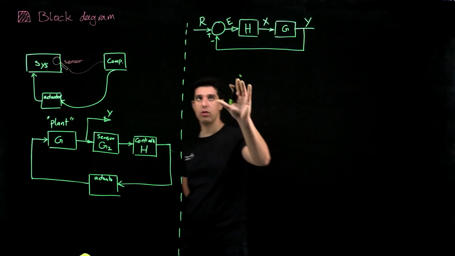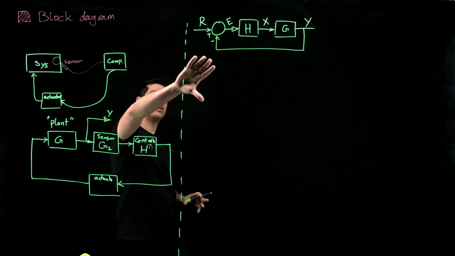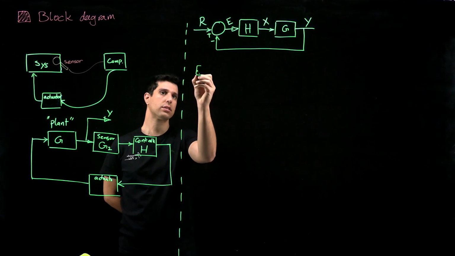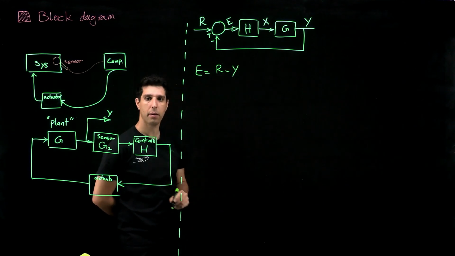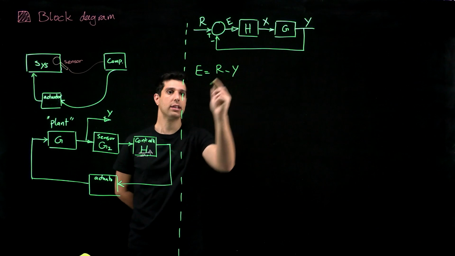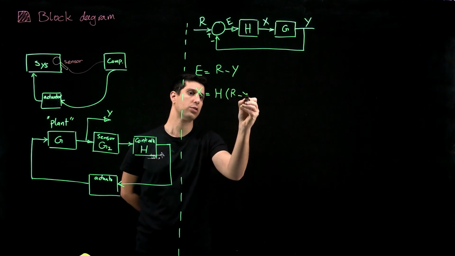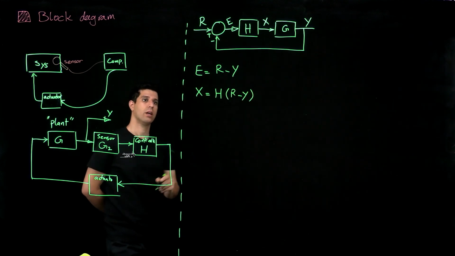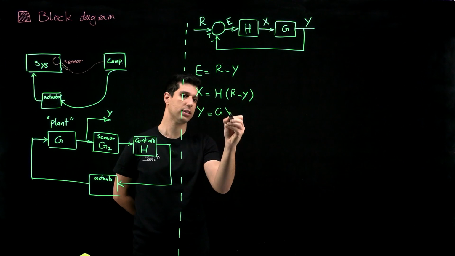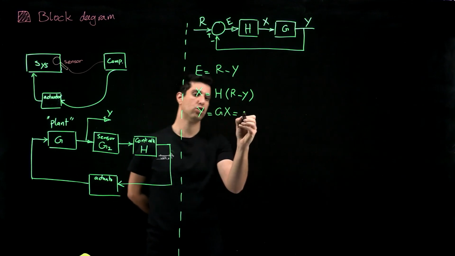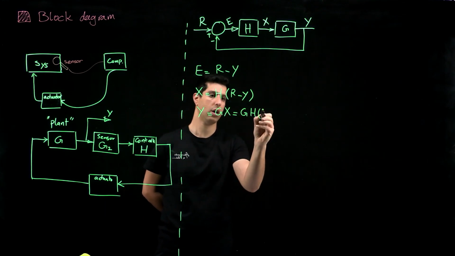So let's look a little bit in detail here and see what we can do. This E is my reference R minus Y, and X is H times (R minus Y), and finally Y is G times X, which is G times H times (R minus Y), so I'm substituting this here.